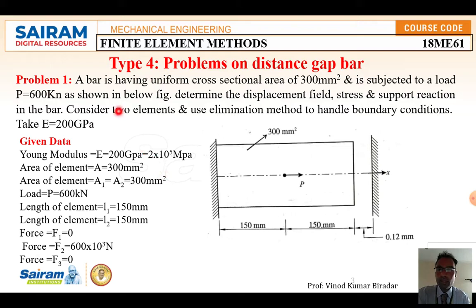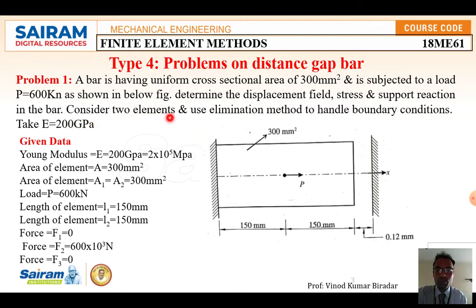A bar having a uniform cross sectional area of 300 mm square is subjected to a load of P is equal to 6 kilonewton. Again here the unit is wrong, so K should be a small letter and N should be a capital letter. So P is equal to 600 kilonewton as shown in the below figure. Determine the displacement, stress and reaction in the bar.